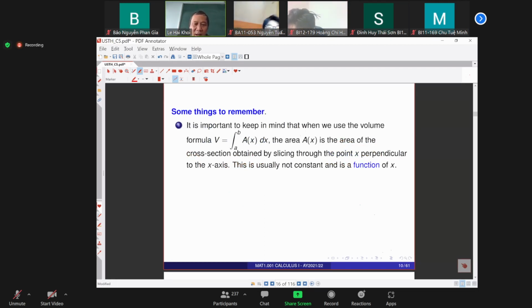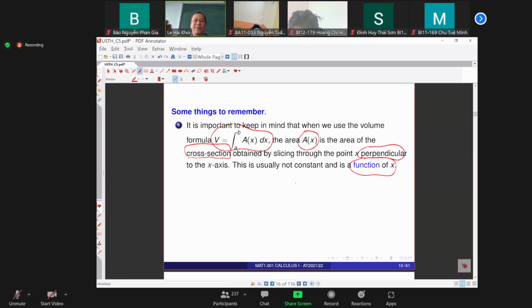Remember, A(x) in this volume formula is a function of x. And this is the area of the cross section of the solid and the plane perpendicular to the x-axis. That you should do, okay?